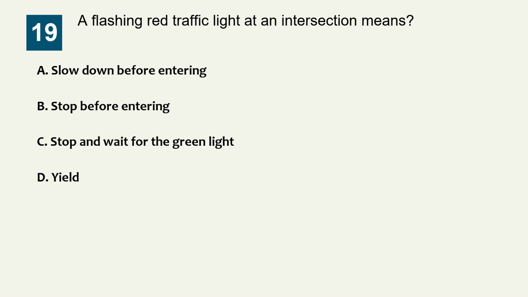Question 19. A flashing red traffic light at an intersection means option A, slow down before entering. Option B, stop before entering. Option C, stop and wait for the green light. Option D, yield.